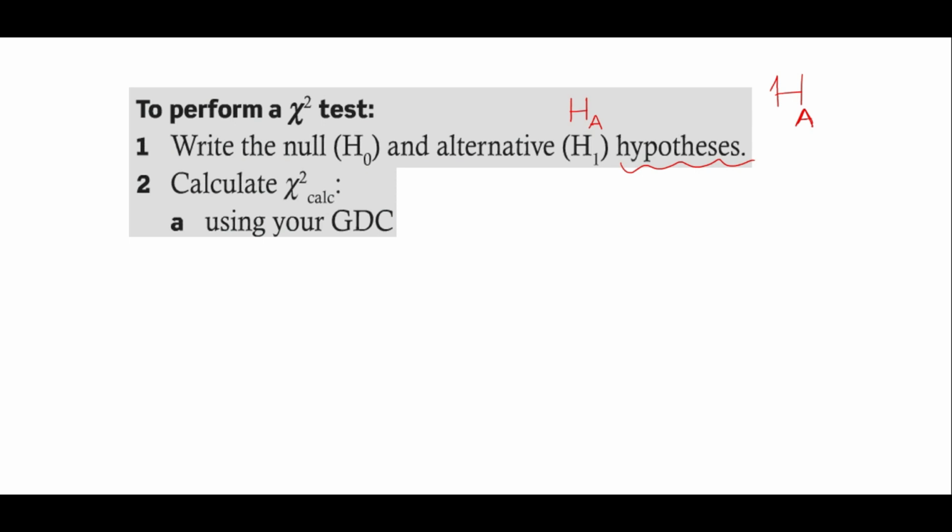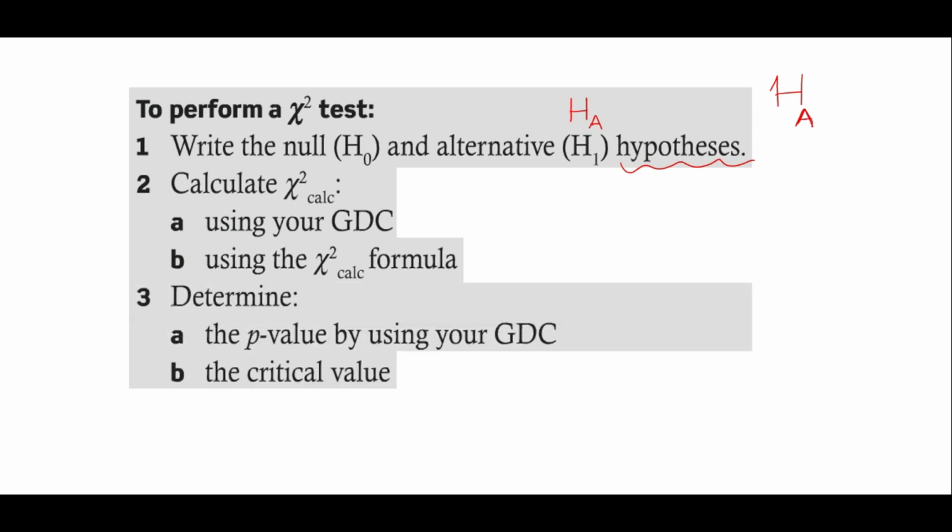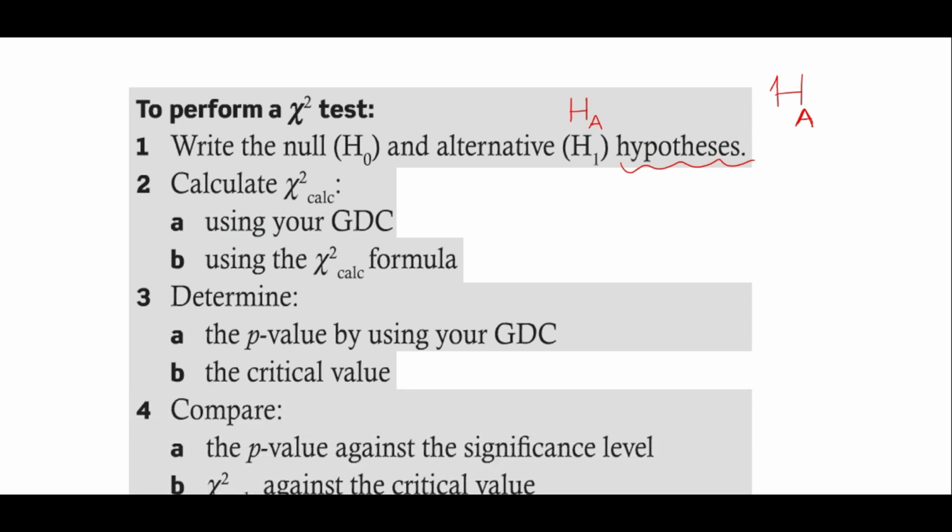You can find it using your GDC, or you can use the formula. I'll be showing you both these methods. The third part is to determine the p-value by using your GDC and the critical value. And finally, you have to compare the p-value against the significance level, or the chi-square calculated against the critical value. Now, how do you get the critical value and what is the significance level? We'll be discussing all these key terms.